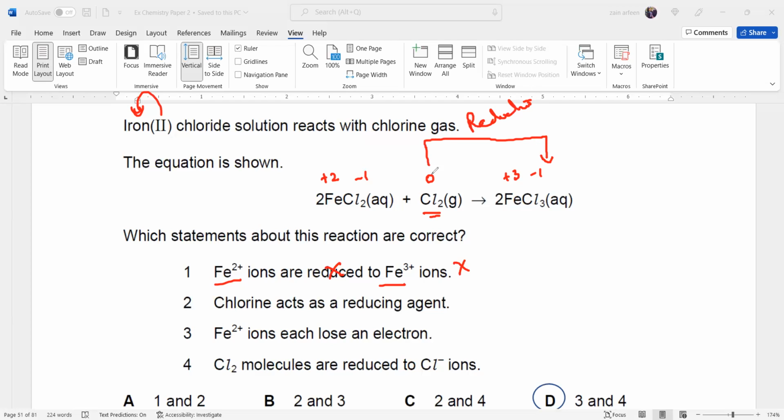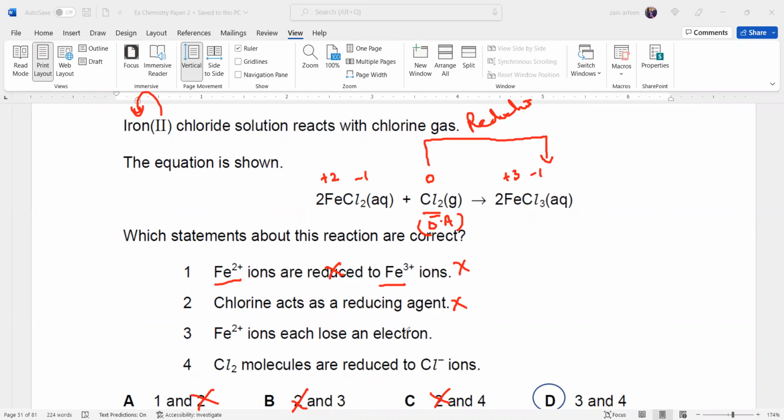If this change is reduction, what is chlorine acting as? It is acting as an oxidizing agent. So chlorine is not a reducing agent, it is acting as an oxidizing agent. So any option with 2 is wrong. So this cannot be an answer, this cannot be an answer, this cannot be an answer. So we are left with only option D.